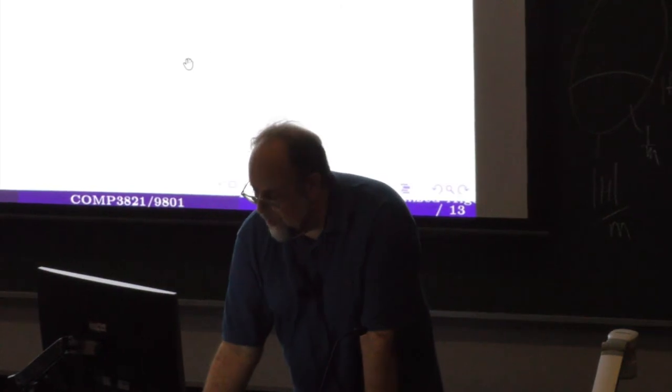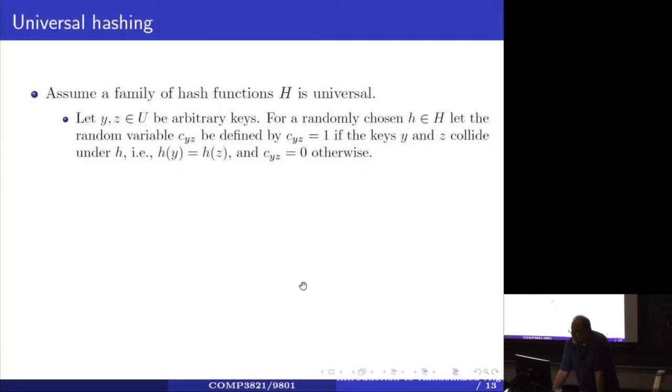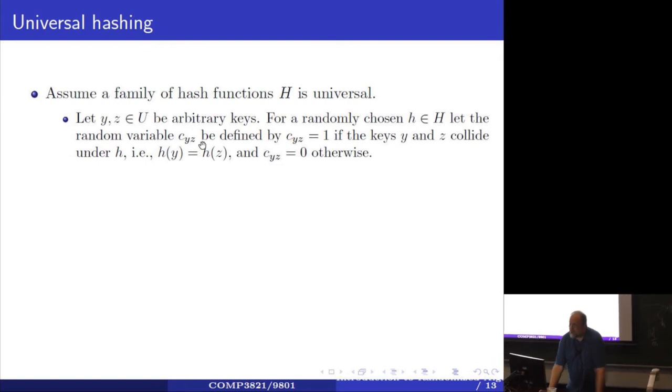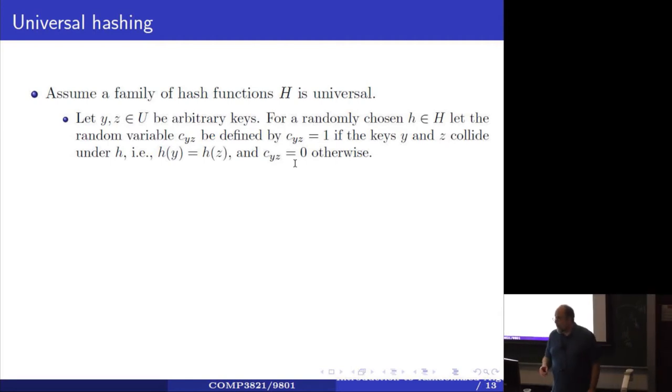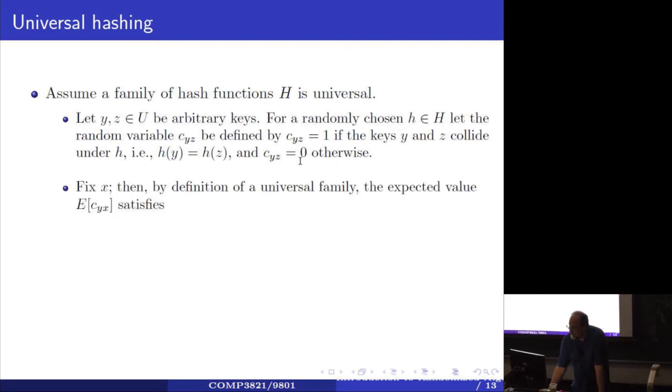So what are universal families good for? Take any two arbitrary keys, say y and z, and randomly choose a hash function h, and denote by c of yz what's called an indicator random variable, namely c of yz is 1 if the keys y and z collide under h, and otherwise it is equal to 0. So c can only be 0 or 1, and it's 1 in case they collide and 0 otherwise.